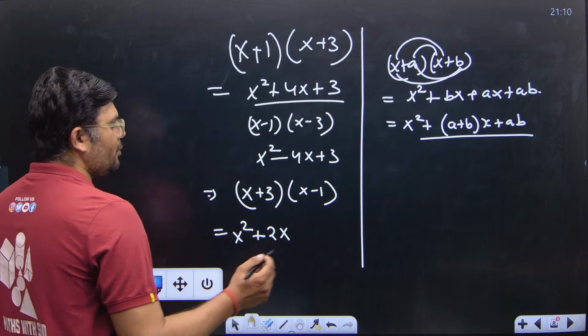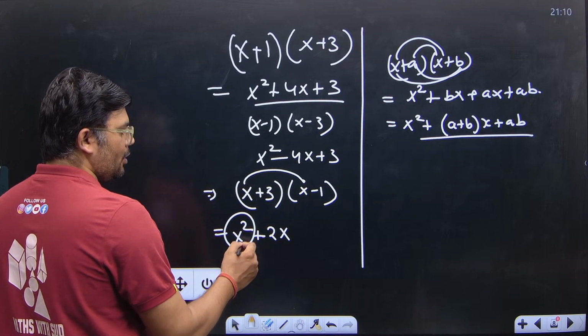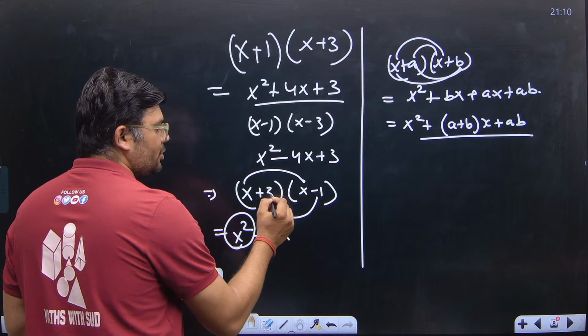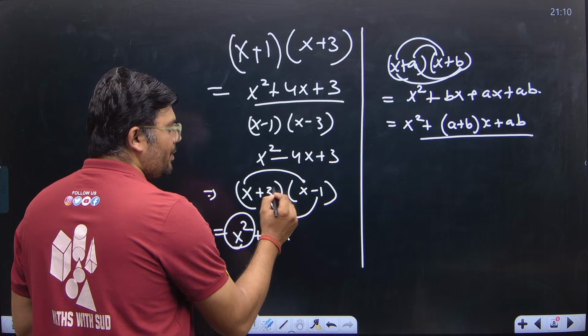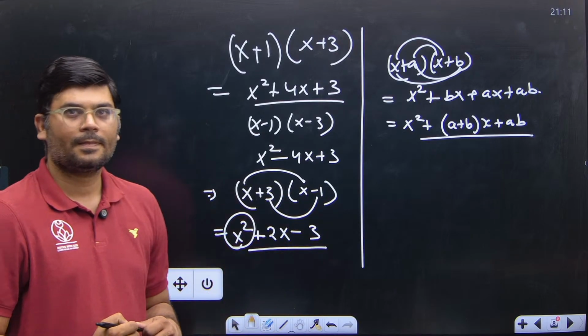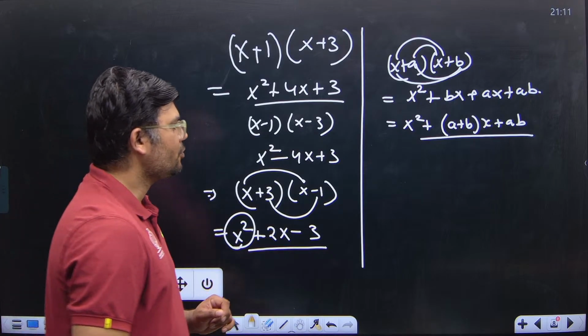So what you need to do is, first you will write x square. If it has not got any coefficient, then you will add these two numbers. So 3 minus 1 is 2. So 2x. Then you will multiply these two numbers. So minus 3. So this should be your answer. Yes. Let me show you on another page as well.